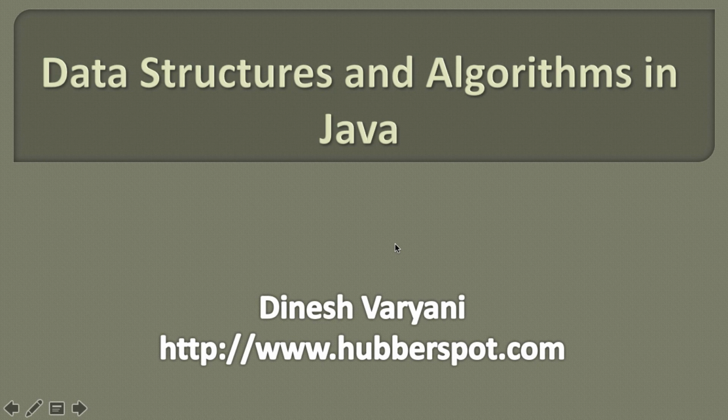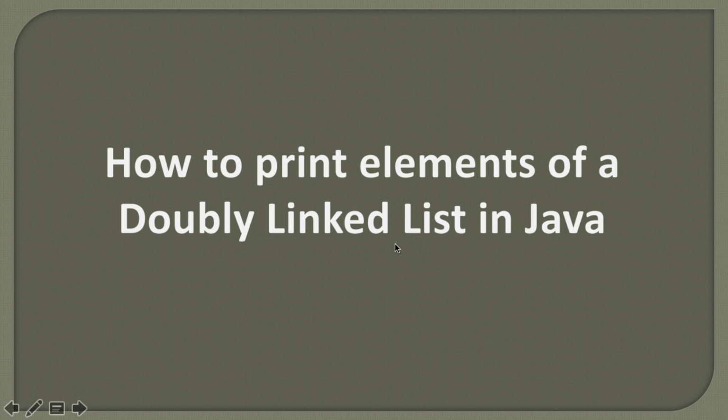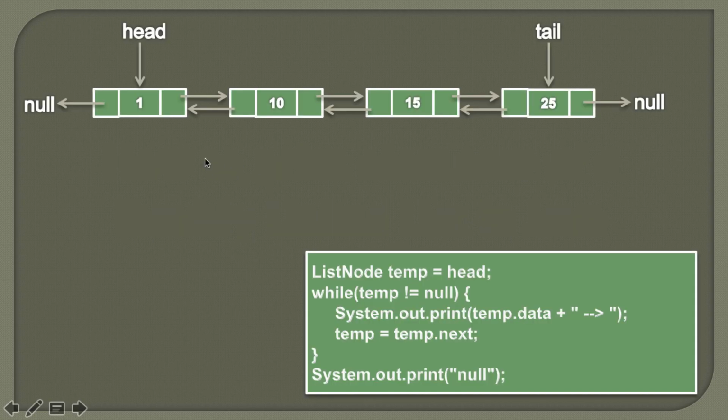Friends, in this tutorial we will discuss how to print elements of a doubly linked list in Java. So let's say we are given a doubly linked list having 4 nodes, say 1, 10, 15 and 25. As you can see, head points to the first node, which is 1, and tail points to the last node, which is 25. And each node in a doubly linked list has one next and one previous pointer. The next pointer points to the node just after it and the previous pointer points to the node just before it.